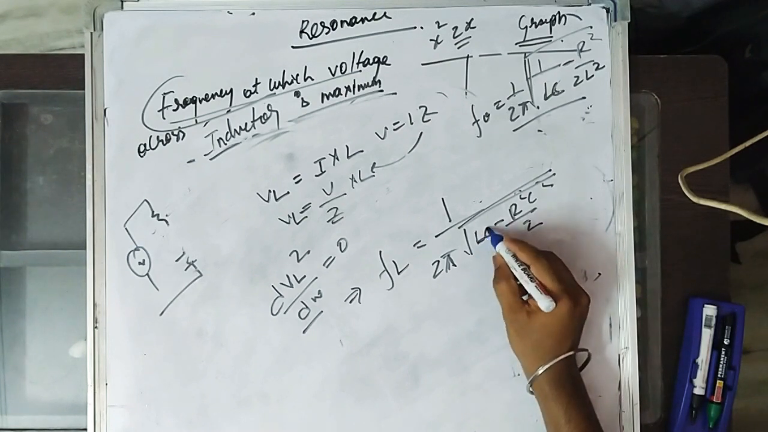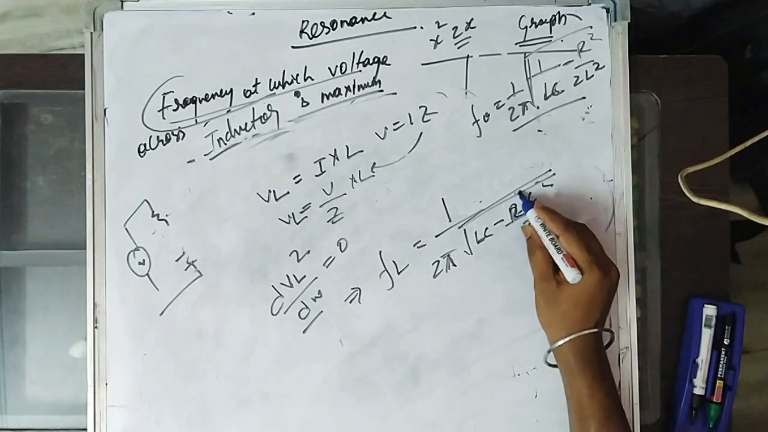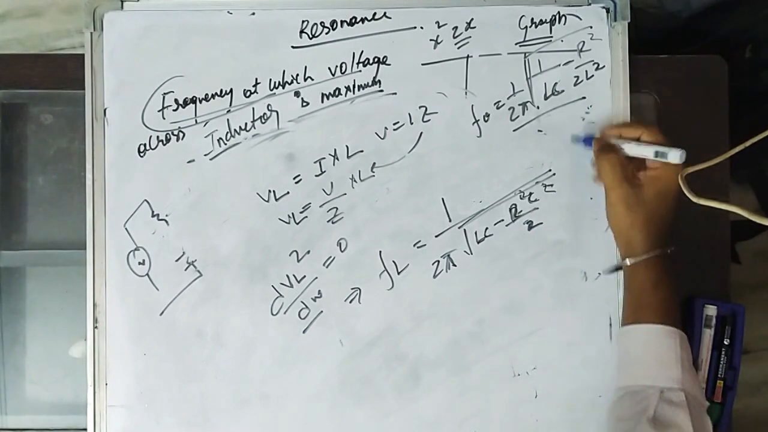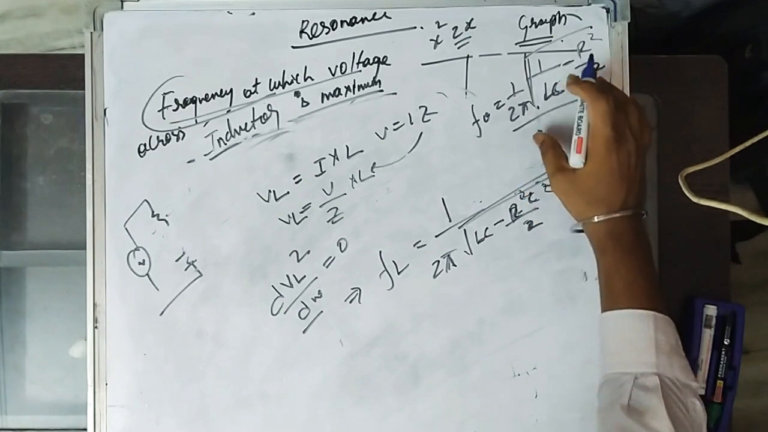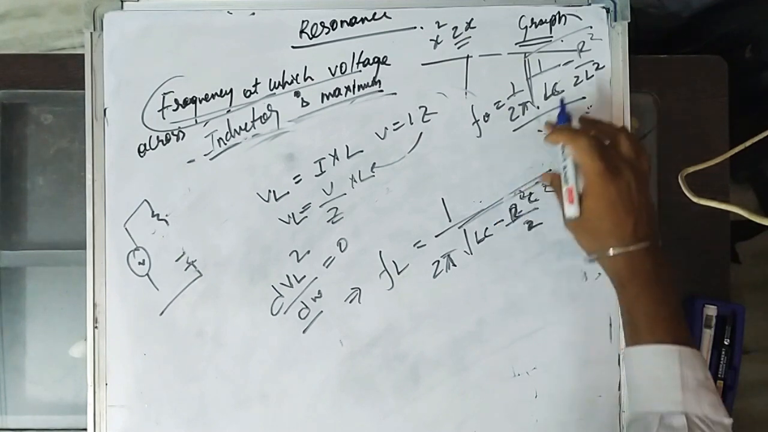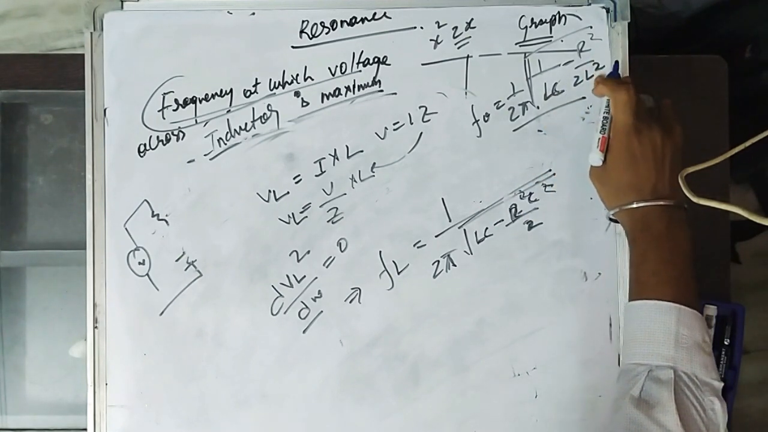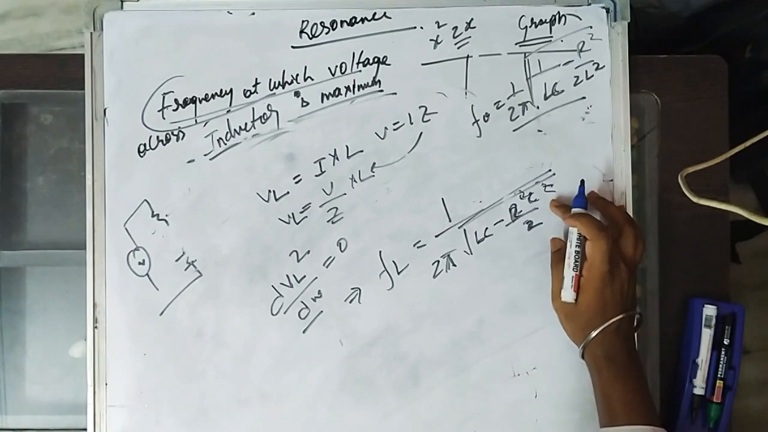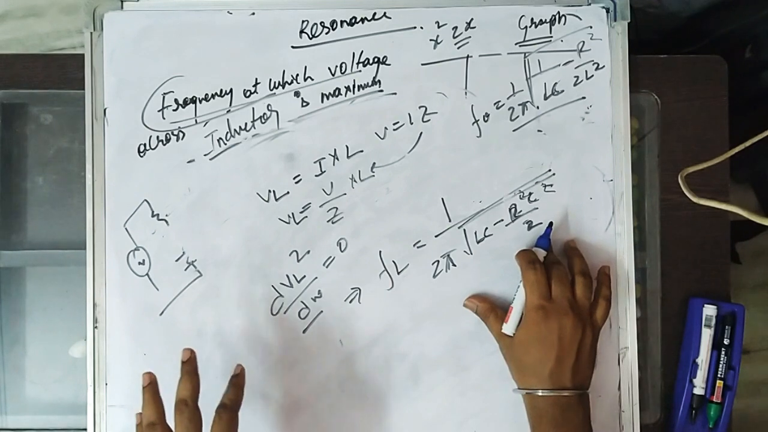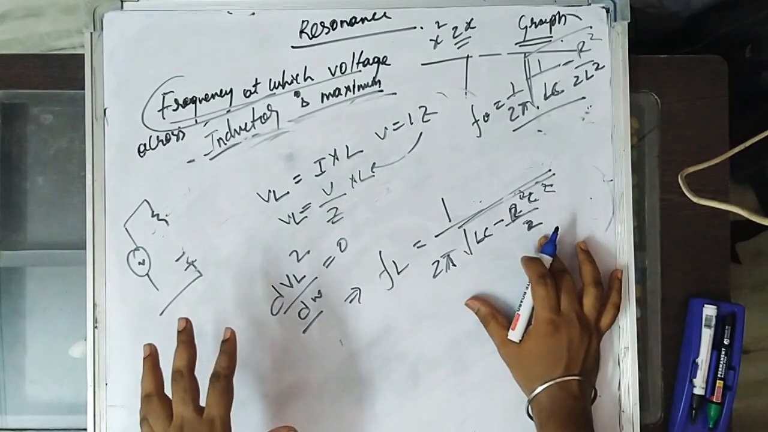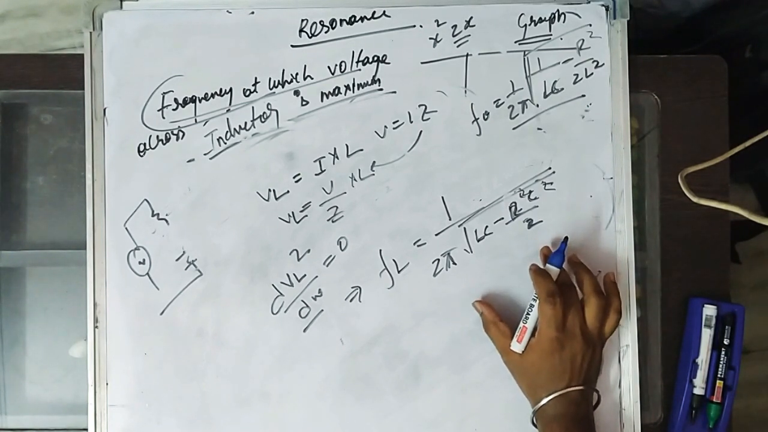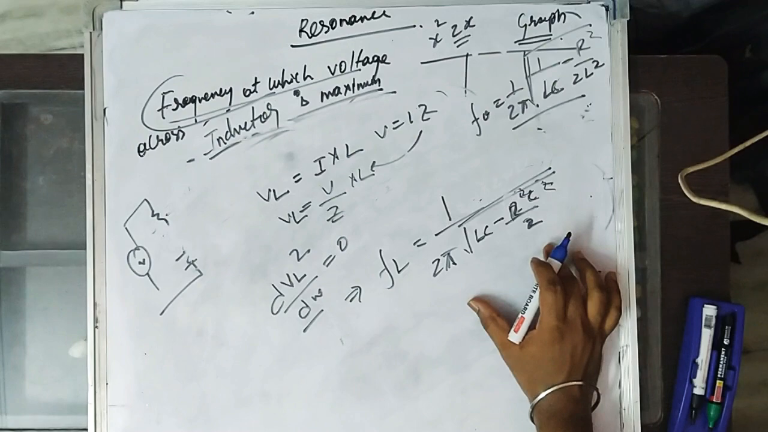Here LC is not changed, and R square C square by 2 is added. If you observe carefully, the same formula is in the numerator and this one is in the denominator: 1 by LC minus R square by 2L square, here R square C square by 2. Similarly, a problem will be asked for a series RLC circuit to find the frequency at which the voltage across the inductor is maximum. For this you have to apply this formula.